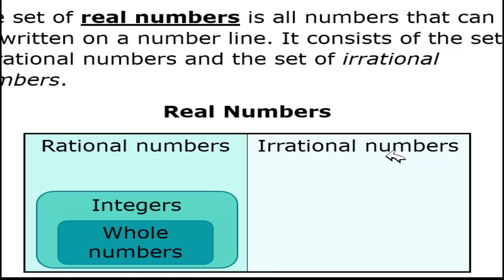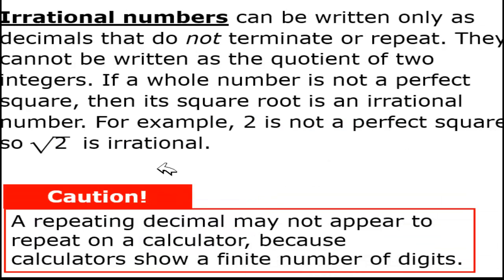The rational numbers are the integers, the whole numbers, the negative and positive numbers, and as I said, any number you can write as a fraction where the denominator is not 0. Then you have another set, the irrational numbers, which can be written only as decimals.